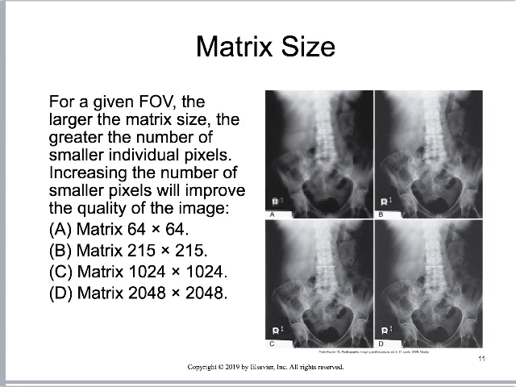So, of these images, image A has the smallest matrix because it has the largest pixels. It has the poorest spatial resolution. It has the least spatial resolution because it has such large pixels. Image D has the largest matrix because it has the smallest pixels and the highest spatial resolution, the highest high contrast resolution.